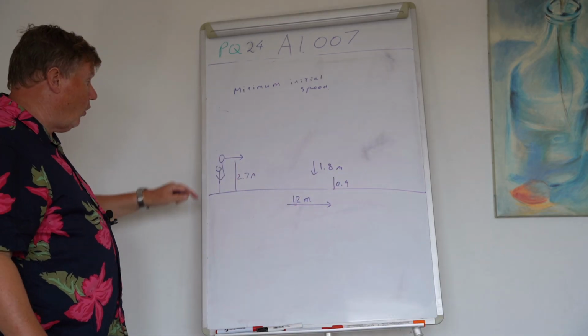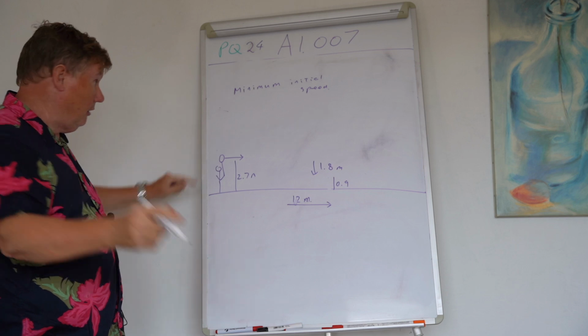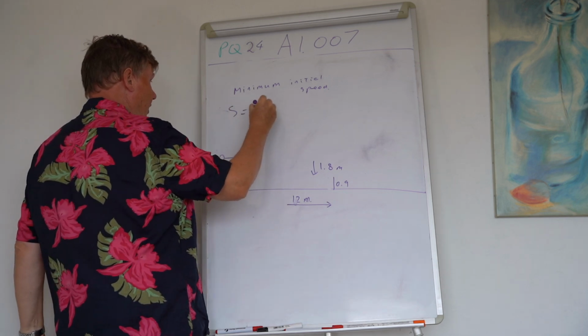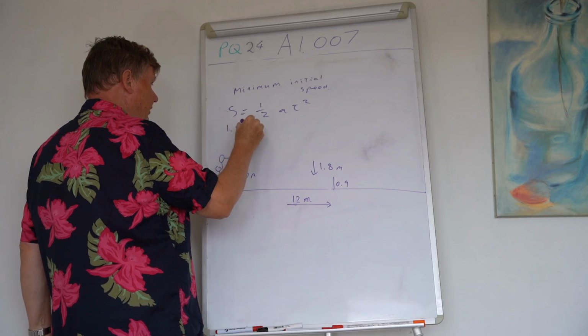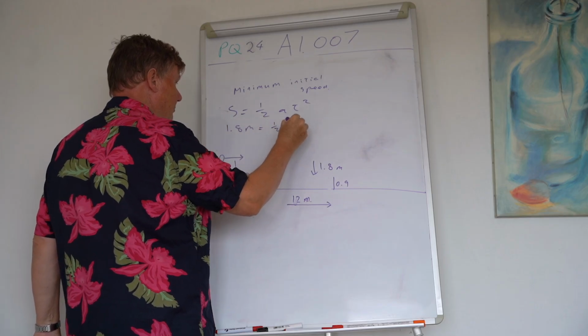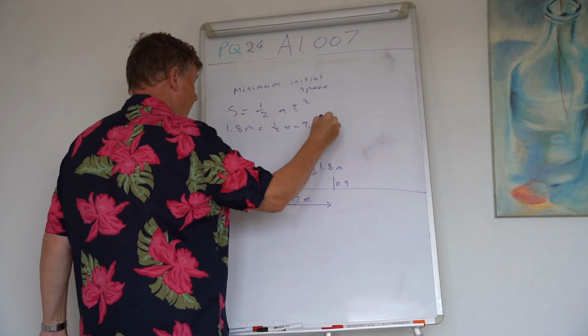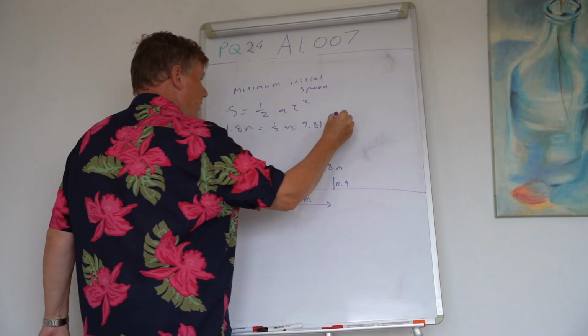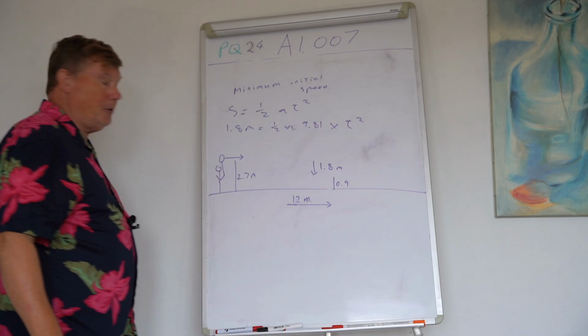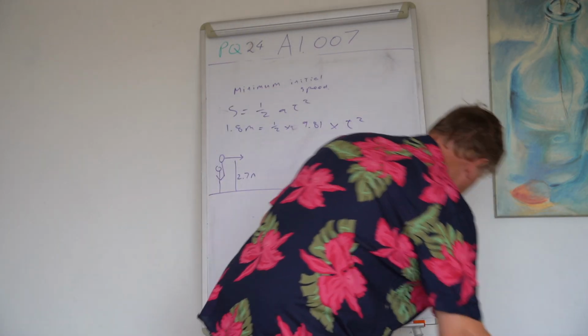Where something is falling and the vertical component was 0, we know that s equals half a t squared. So 1.8 metres is a half times minus 9.81, we'll take the minus off, don't really need that, times t squared. So we can find t. Don't need to worry about the sign on that.